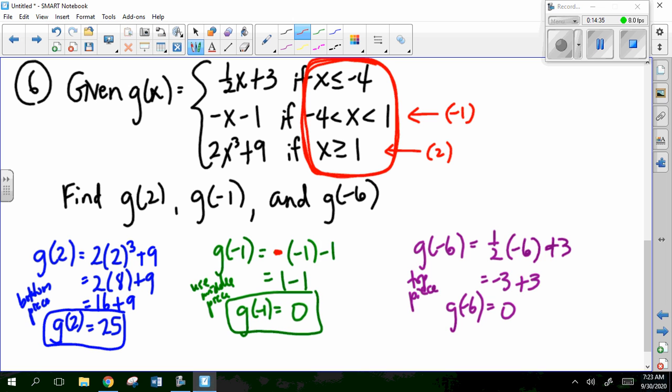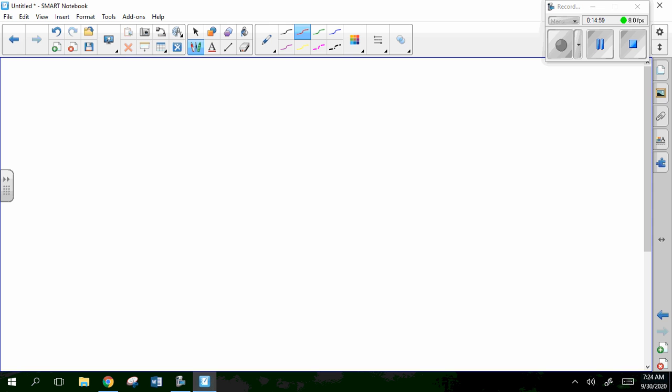And then for the last one, g of -6. All right, well, again, I'm looking at my inequalities. -6 is, in fact, less than -4. So I'm going to use the top piece. And then I plug in -6, and I also get 0. Okay? Hopefully you did pretty good on that. And I've got one more for us.